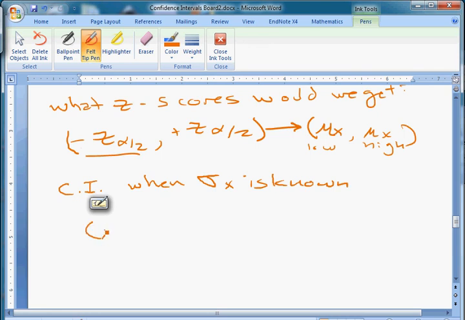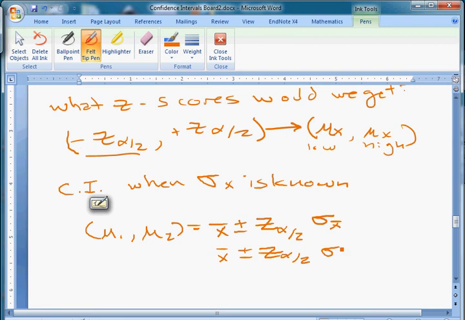mu1 comma mu2, which is the two values, is equal to x bar plus or minus z, the z that corresponds to having alpha over 2 between 0 and z, times the standard deviation of the sampling distribution, which is the same as x bar plus or minus z sub alpha over 2, times the standard deviation of the population divided by the square root of the sample size.